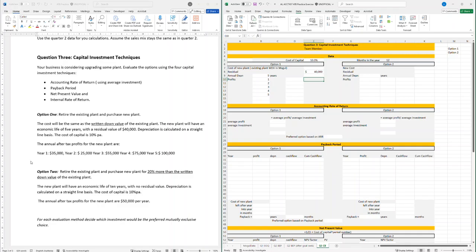Okay, now the annual after tax profit. So let's put in the after tax profit, which is year 1, 2, 3, 4, 5 listed here. So let's type it in as $35,000, $25,000. You just have to be very patient. $1,000, $75,000, and 1,000, $100,000.